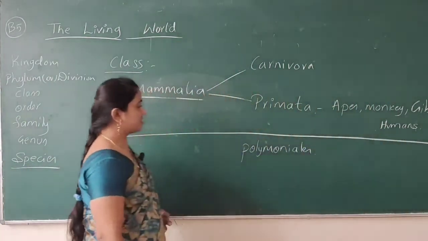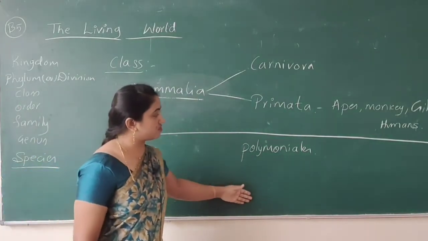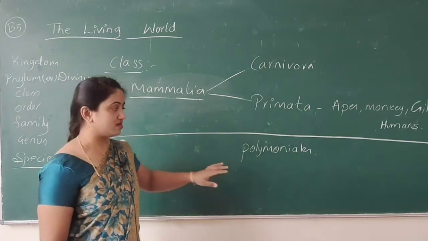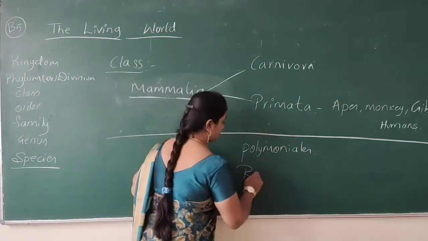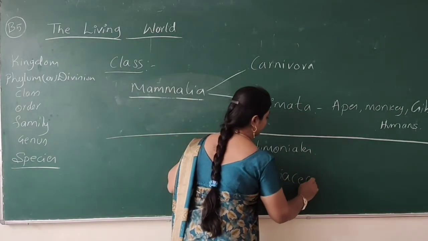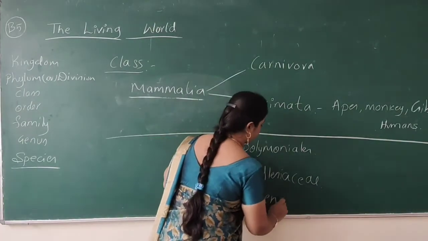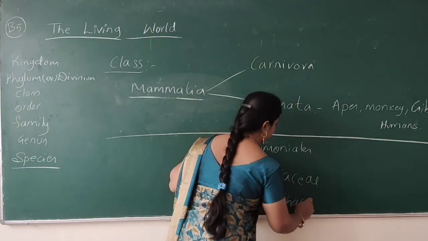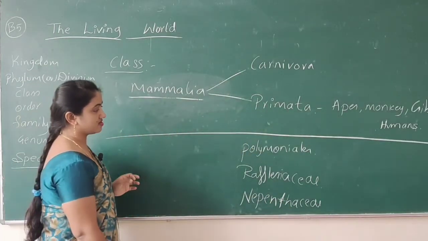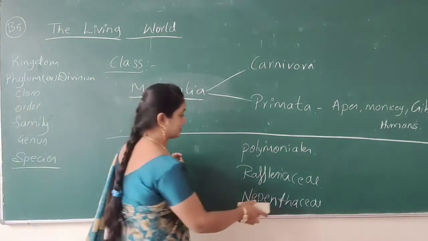Now we will give a few more order names. I will write two order names here: Rafflesiaceae and Nepenthaceae. Sorry, it's not -aceae, it's -ales.